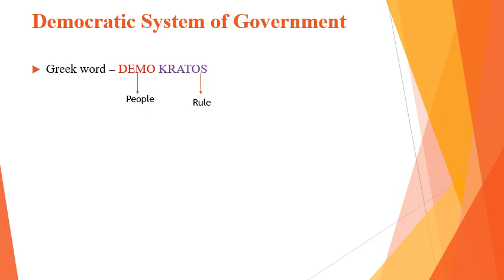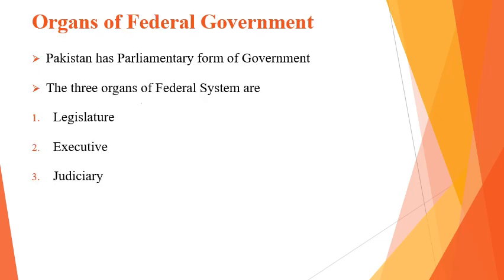From the people means the person who is elected belongs to us. Secondly, for the people, the person who is elected is our leader. He or she will work for us, so it means for the people. And thirdly, by the people means the people who elect that person by our vote. So it means from the people, for the people, and by the people. This is the simplest definition of democratic government.